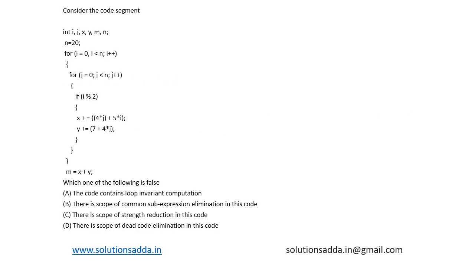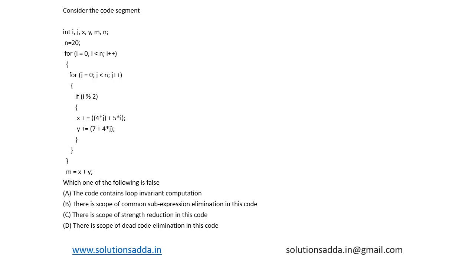This is a question from programming. Consider the code segment, where some integers are given and n is equal to 20. There is one outer loop i equal to 0, i less than n, i plus plus. There is one inner loop j equal to 0, j less than n, j plus plus. If i mod 2, then x equals x plus 4j plus 5i, y equals y plus 7 plus 4j, and finally m is equal to x plus y. We are asked to find out which of the following is false.